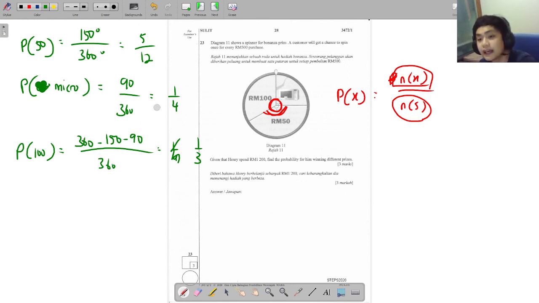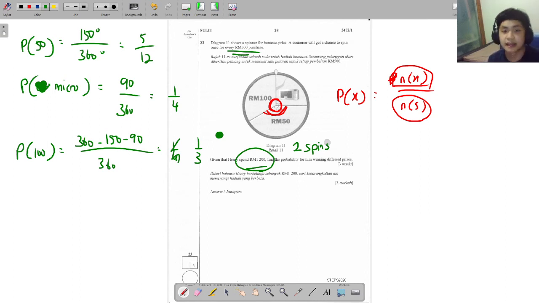So given that Henry spent 1,000, find the probability of him winning different prizes. He spent 1,000, which means he can spin 2 times, because it is 500 ringgit per purchase, 1 spin. So 1,000 means he gets 2 spins, right? Since he got 2 spins, he can get different prizes.